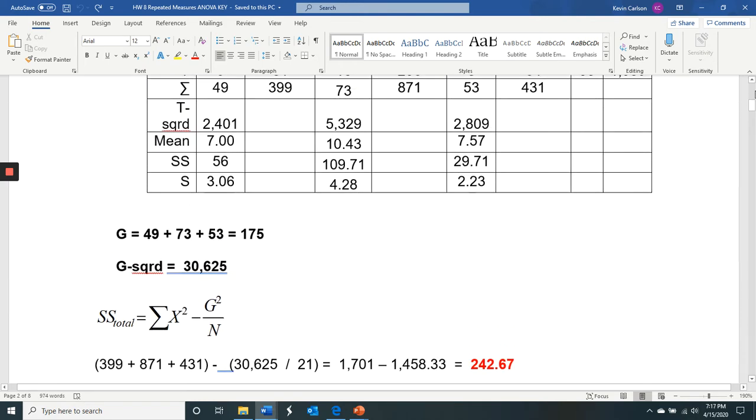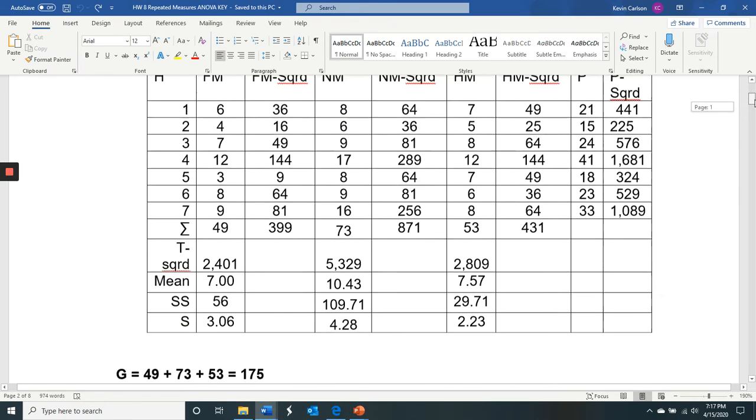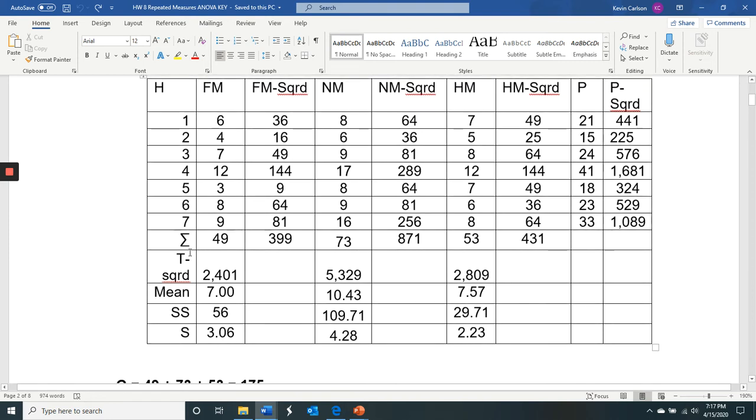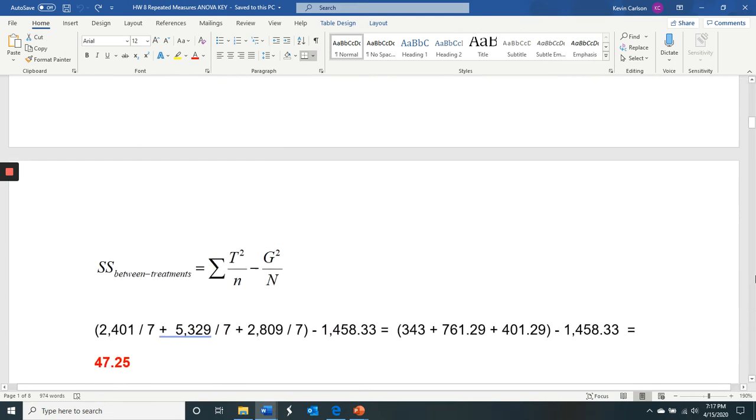Remember we have T squared here. I want to show you the full worksheet. Remember we figured out T squared right here, which was the T, the sum of the raw scores, and then squared it. So the T squares are here: 2,401, 5,329, and 2,809. And voila, here they are.